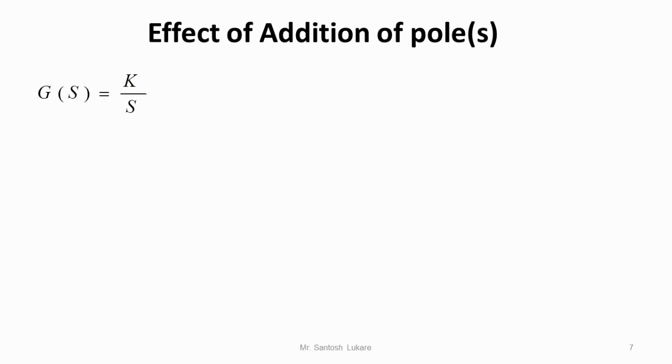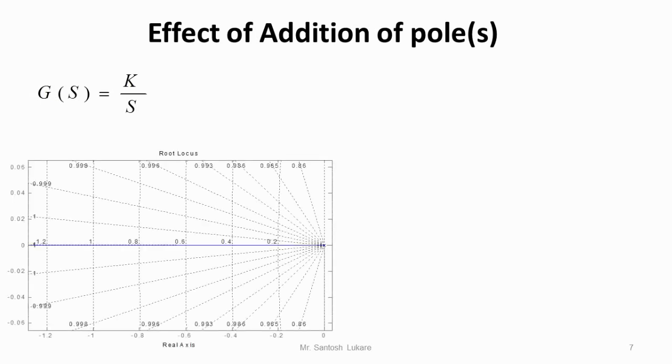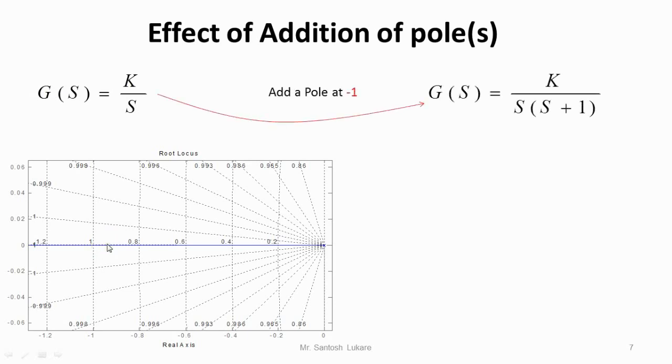If we plot the root locus of this system by using MATLAB, it can be observed like this. Here the root locus starts at the open loop pole, that is at s = 0, and it travels towards infinity. As there is no finite zero, the root locus ends at the zeros at infinity. So this is about the root locus of the original system.